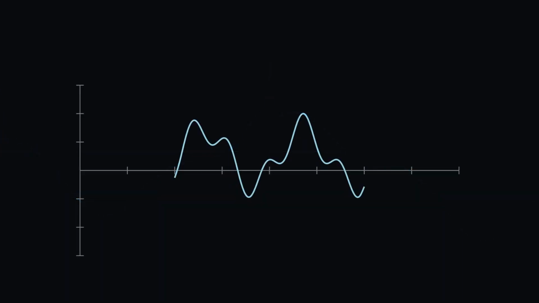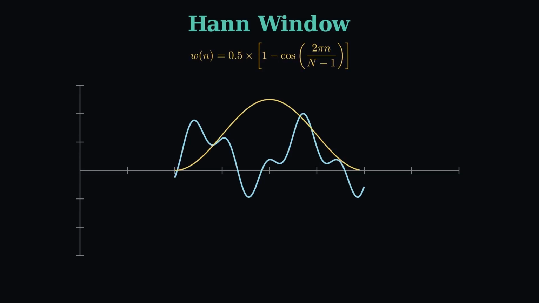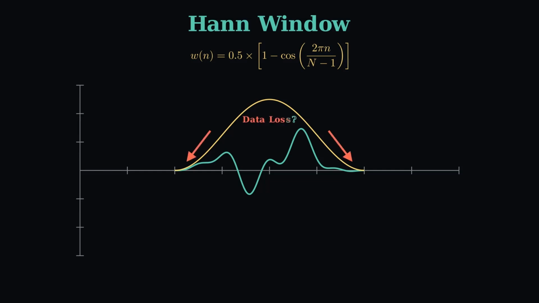To fix this, we introduce the Hann window. Before the audio even hits the FFT, we multiply the block by a smooth bell curve, which is given by this equation. This gently fades the boundaries of each block down to silence, and that smooths out the discontinuity. But if we fade the edges to 0, aren't we losing audio data?